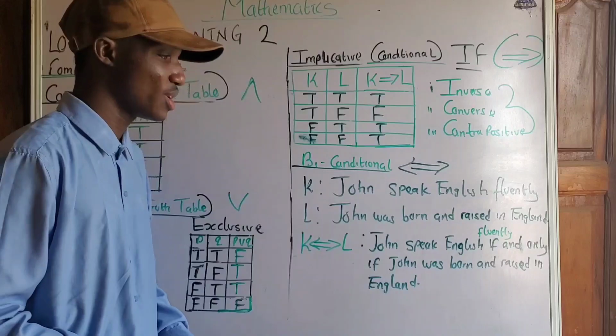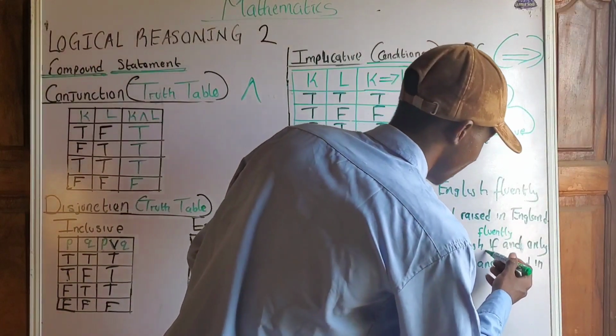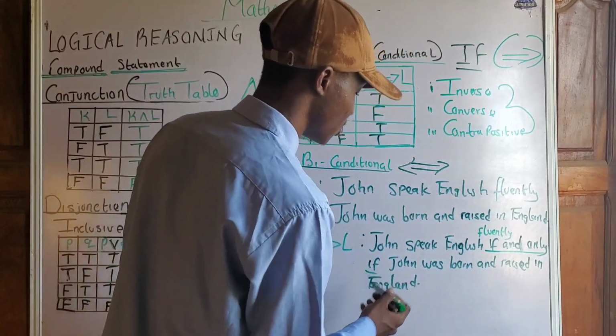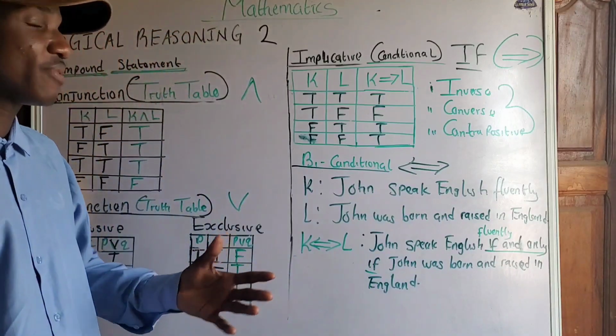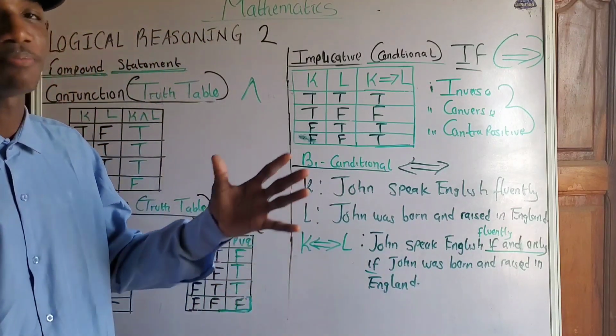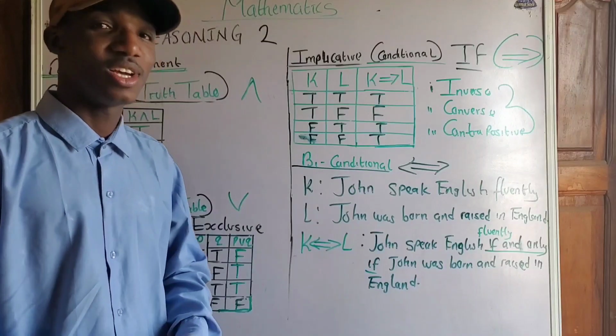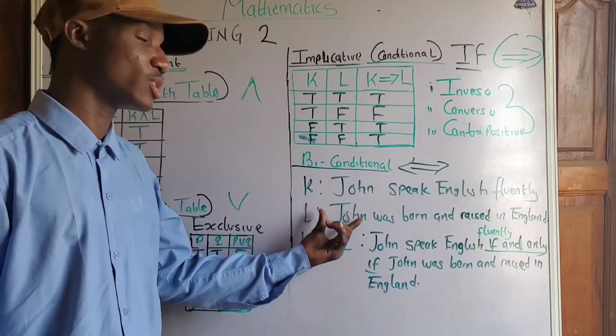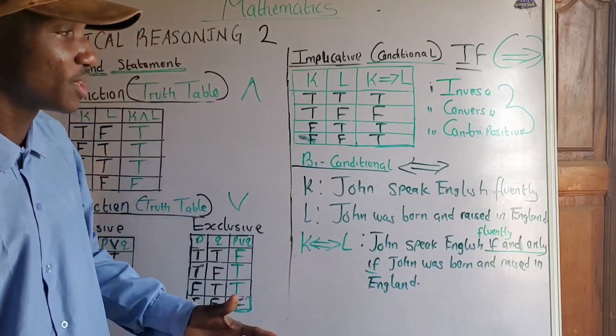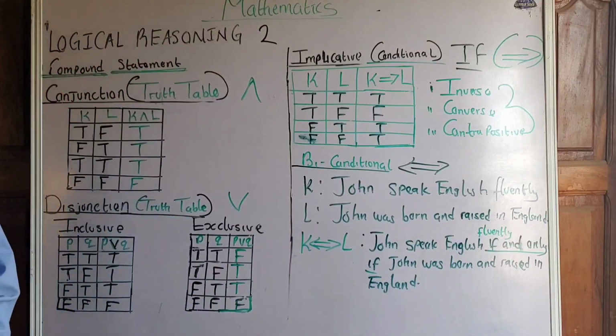Do you understand? The "if and only if" that you see here is a biconditional. So when we have a biconditional statement, we have two statements depending on each other. Both of them are dependent on each other. A typical example is what you have on the board: John speaks English fluently, John was born and raised in England.